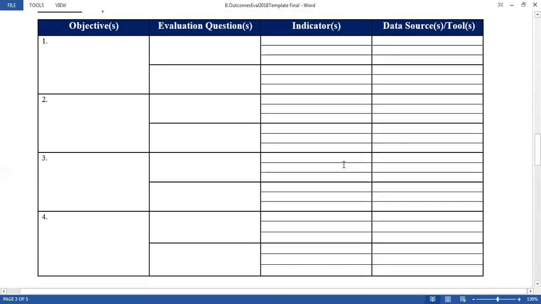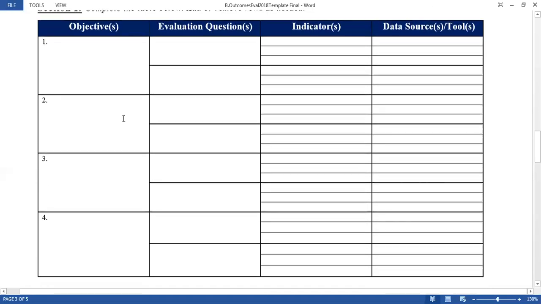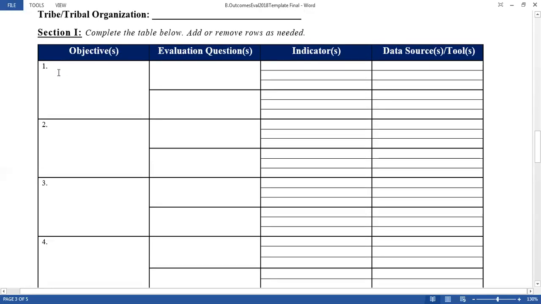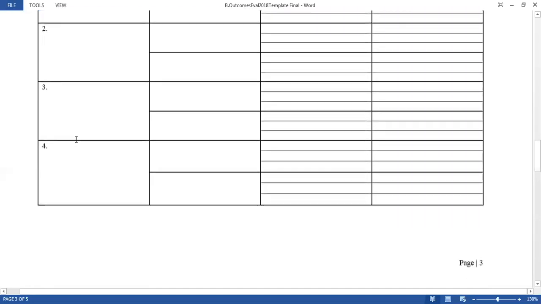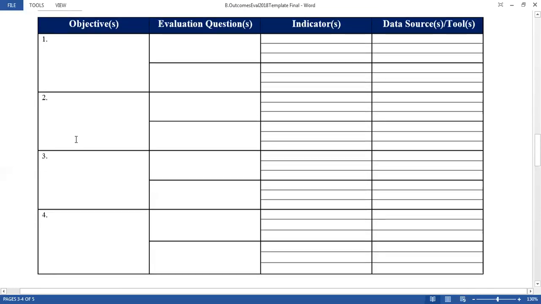This is just what gives you a place to start. If you have individual questions about this, you're more than welcome to request training and technical assistance, and we can help you develop some of these questions and identify indicators and data sources. So that is section 1.